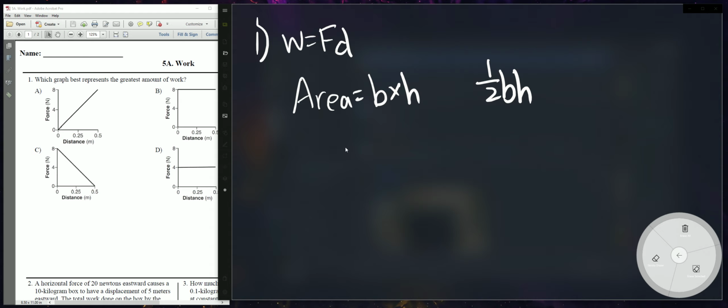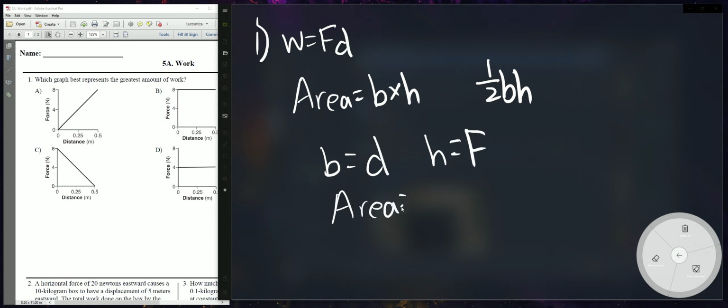Well, let's take a look at the graphs. Your base is your distance, right? My base is my distance, my height is my force. And guess what? Area is distance times F. Well, what formula does that look like? That's work, right? Force times distance. So my work is my area.